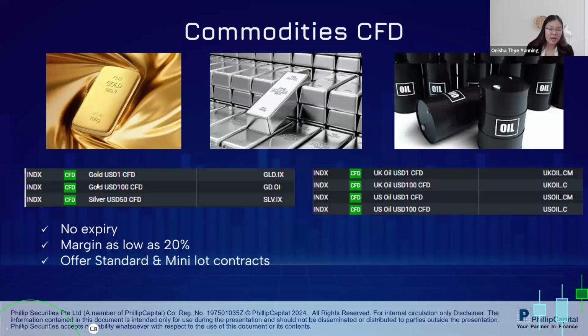The margin can be as low as 20% for different types. As you can see, we have the mini contract for gold USD 1 and a bigger contract for gold USD 100. It depends on every index point. Let's say from 2000 to 2001, how much does that 1 point worth? For gold USD 1, a mini contract will be worth $1. If you buy USD 100, it will be worth $100. That's how it goes up. We also have the UK oil and US oil.